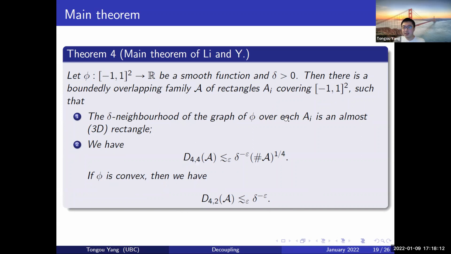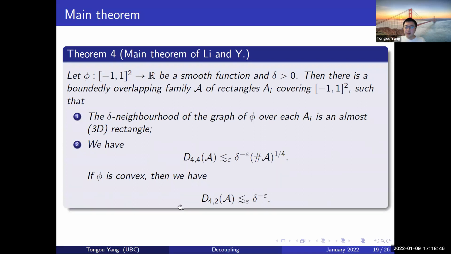The first item is that the delta neighborhood of the graph of phi over each A_i is an almost 3D rectangle. We have just seen before in 2D that if we have chosen the correct adapted partition, then the delta neighborhood in 2D of the graph of each function phi over each interval is an almost 2D rectangle. But now, in general, in 3D, we have the graph above a rectangle is roughly a 3D rectangle. So this is just a generalization.